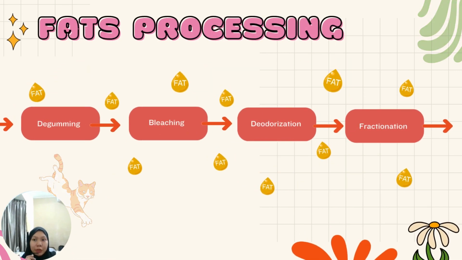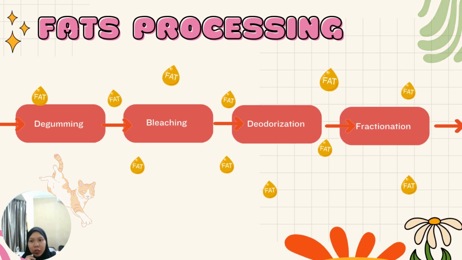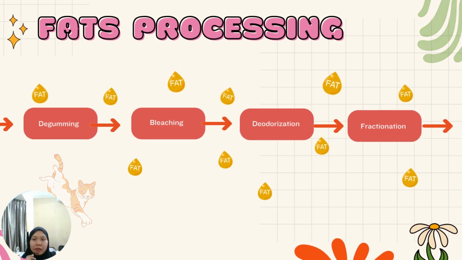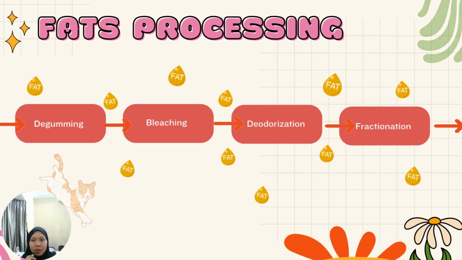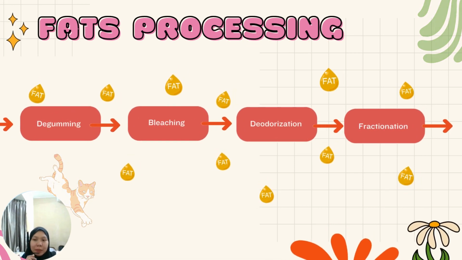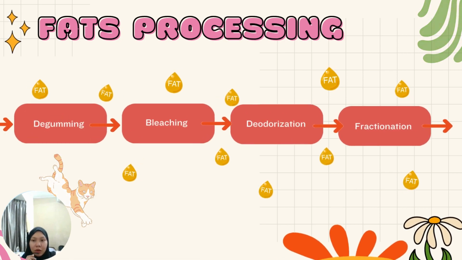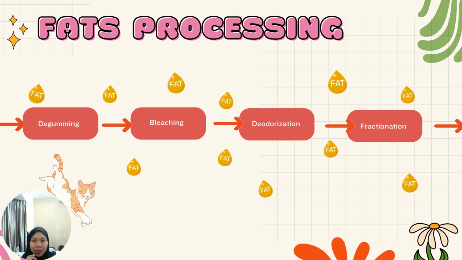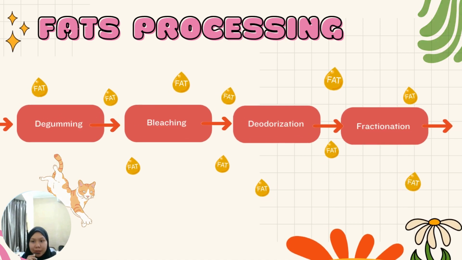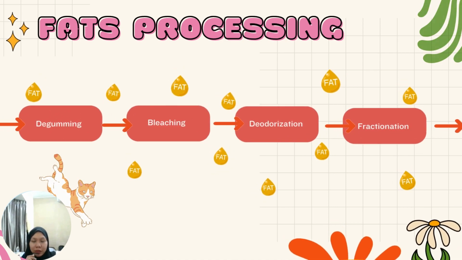Degumming: removing impurities like phospholipids using water or acid. Neutralization or refining with alkali: treating fat with an alkaline solution to neutralize free fatty acids and reduce acidity. Bleaching: removing color pigments, residual impurities, and odor using bleaching earth or activated carbon. Deodorization: removing volatile compounds and undesirable odors through steam distillation under vacuum.